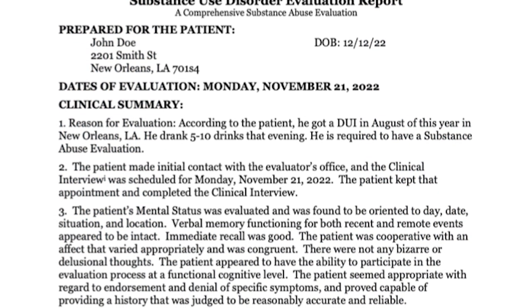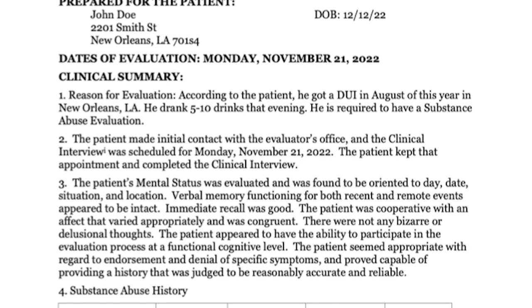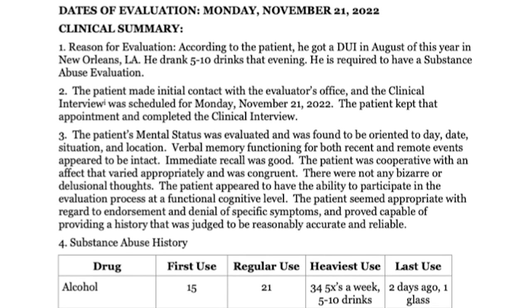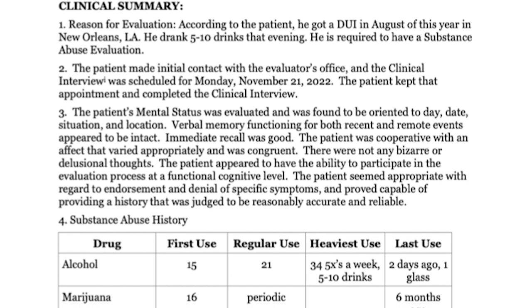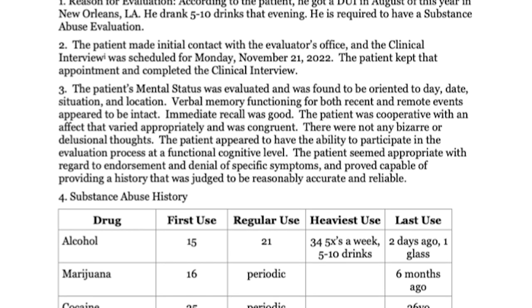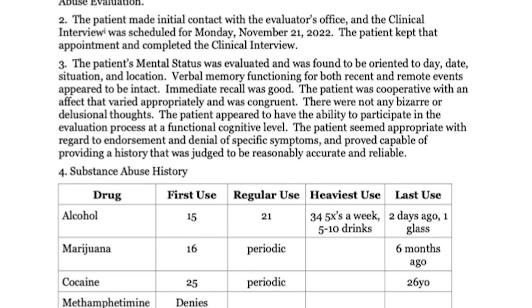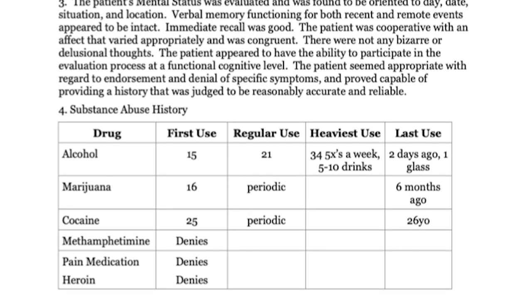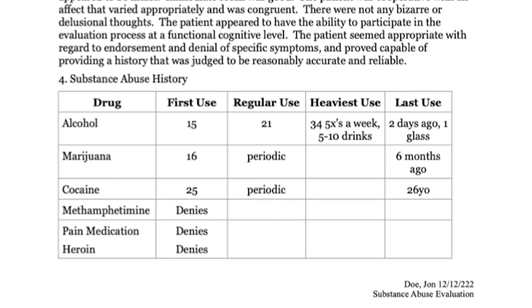As part of that, there's a mental status of whether we think you're able to answer the questions with clarity of mind. And then usually you get right into the drug history, as you see here. Alcohol, first use, regular use, heaviest use, last use, and go through all the different drugs. That's a typical example of an evaluation.